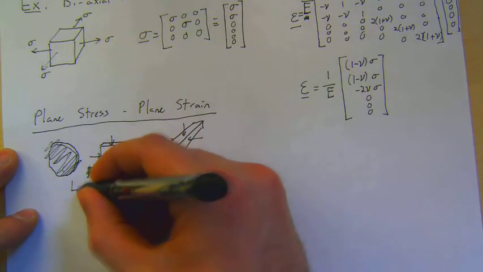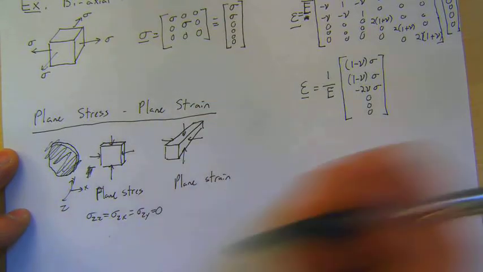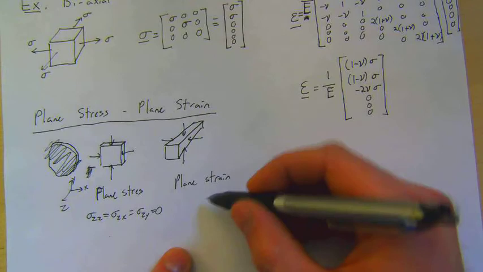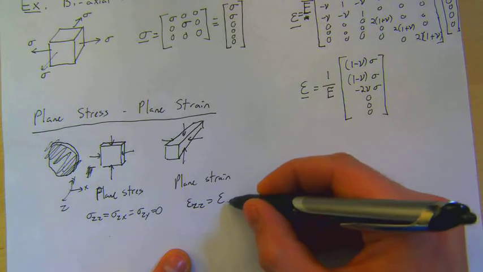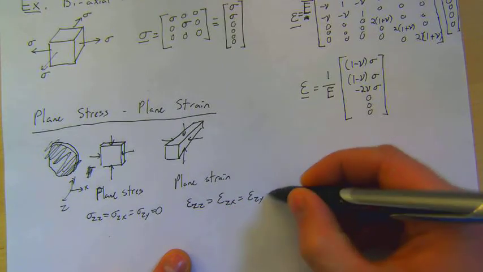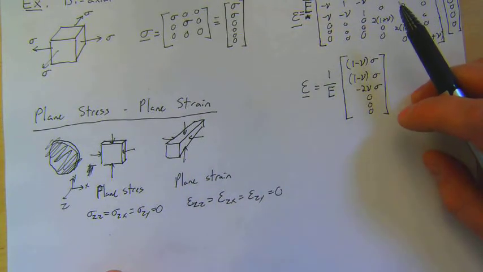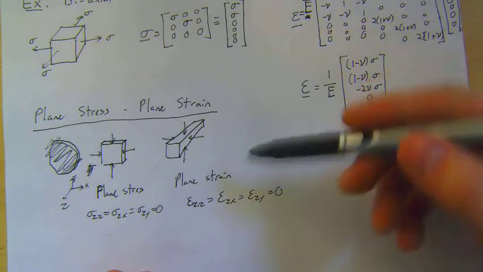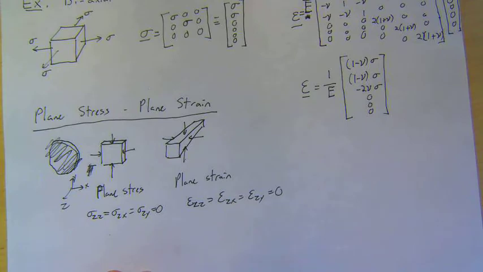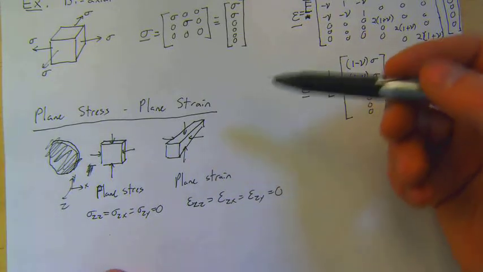For our plane strain condition, we're going to assume that epsilon zz, epsilon zx, epsilon zy is equal to zero. So this is particularly applicable in very thick bodies. Think geological bodies, like earthquakes. A plane strain condition is very commonly applied for the propagation of earthquake waves through soil, because there's so much material in the through direction that it's difficult for the body to extend in that direction.